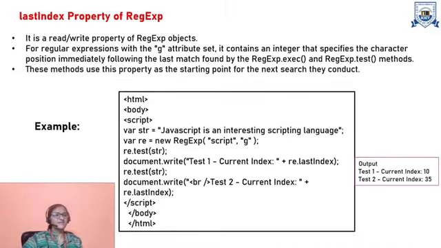Next, the lastIndex property of regular expression. It is again a read-write property of the regular expression object. For a regular expression with the g attribute set, g for global, it contains an integer that specifies the character position immediately following the last match found by the RegExp.exec and RegExp.test methods. These methods use this property as the starting point for the next search they conduct.